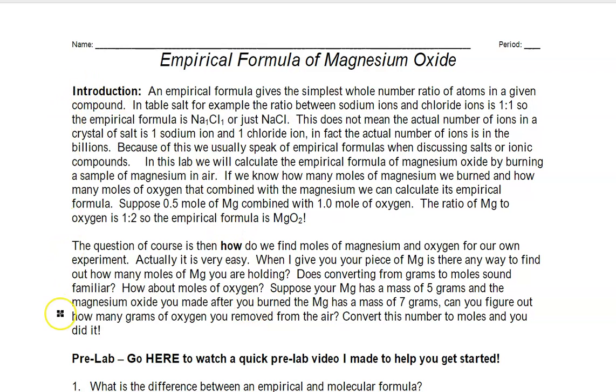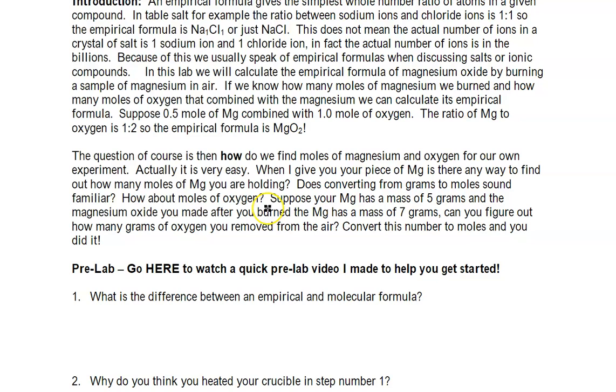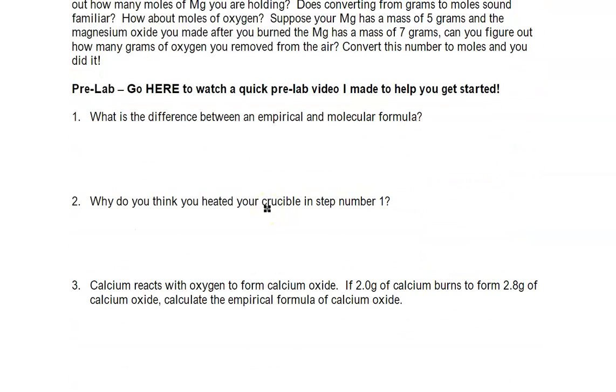So the introduction gives you an idea of, or a review of, what an empirical formula is, and basically how to find that. And you want to knock out the pre-lab questions first. So number one says, what's the difference between an empirical and molecular formula? You guys can use your notes, your class notes, to answer that question. You should be able to do that pretty easily. And number two says, why do you think you heated the crucible in step number one?